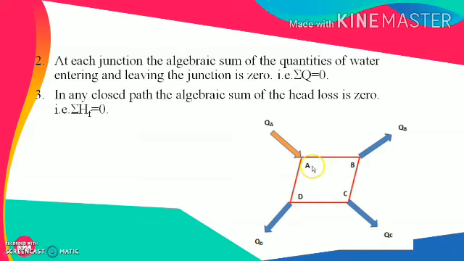So if we make a sum of all these head losses from A to B, from B to C, from C to D, and from D to A, from A to B it will have a positive value, from B to C even it will have a positive value. But from C to D, as flow is from D to C and our closed loop states that it should be from C to D, it will have a negative value. And from D to A, as flow is from A to D and the loop goes from D to A as it is a closed loop, it even will have a negative value.